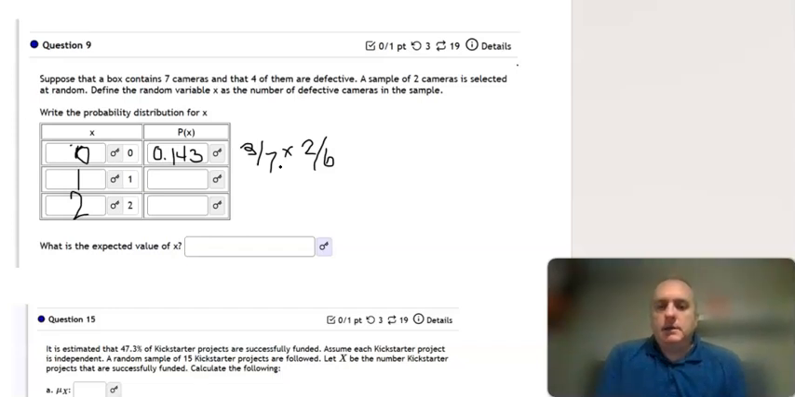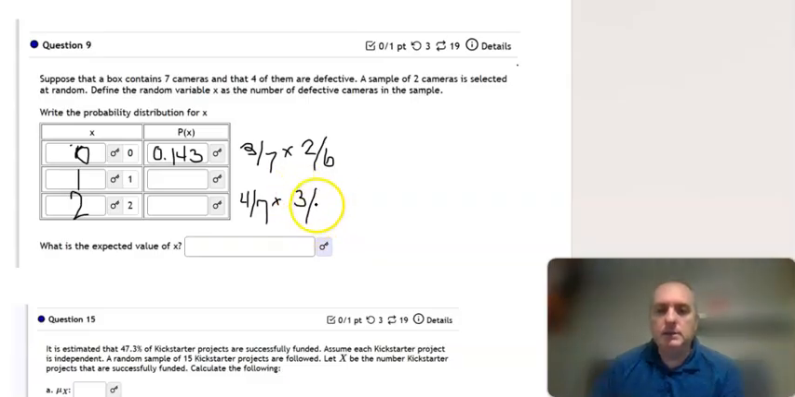All right, I'm going to skip down to the 2 case at the bottom. The 1 case is the tricky one, so I'll save that one for the end. The 2 case is very similar to the 0 because this time we need a selection of a defective camera and then another defective. So first selection, there's 4 defective out of 7. Now for the second choice, there's only 3 defective left and only 6 total cameras left. So 4 out of 7 times 3 over 6 is 0.286.